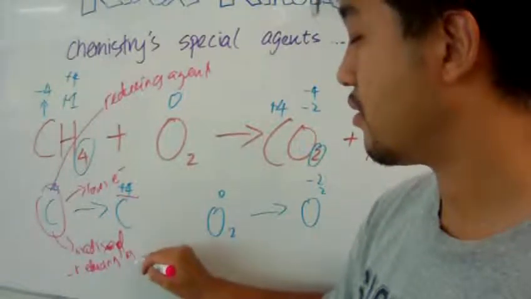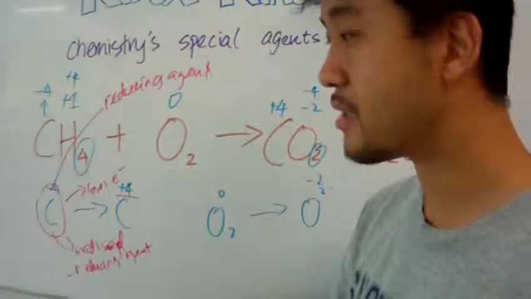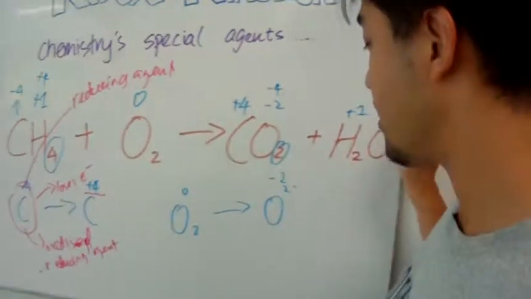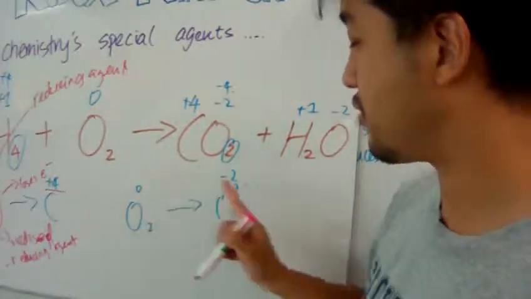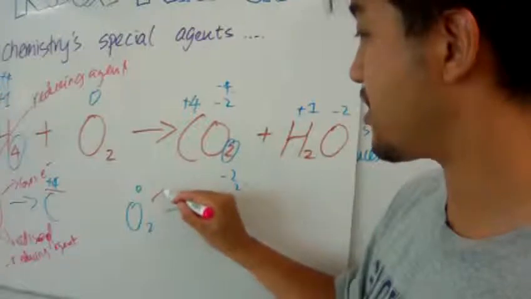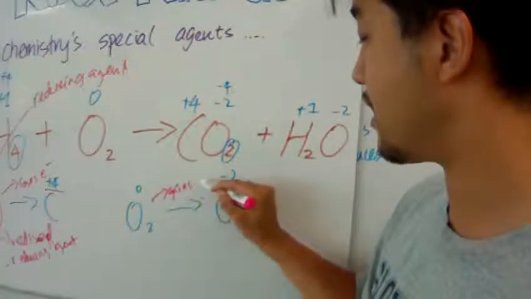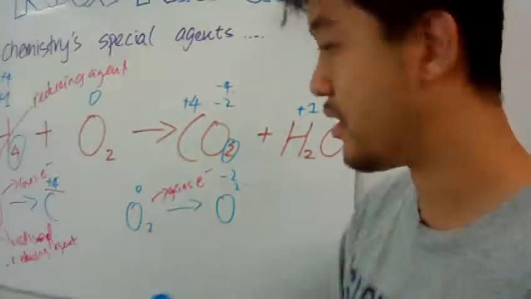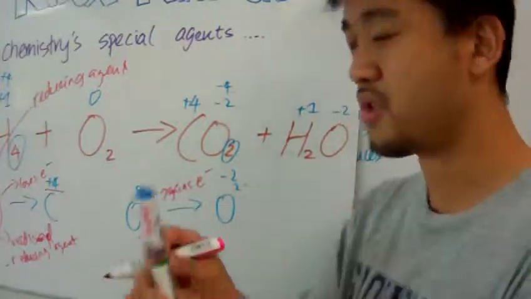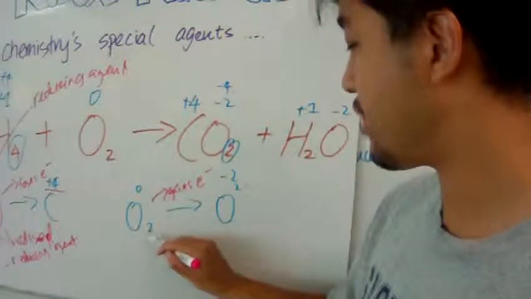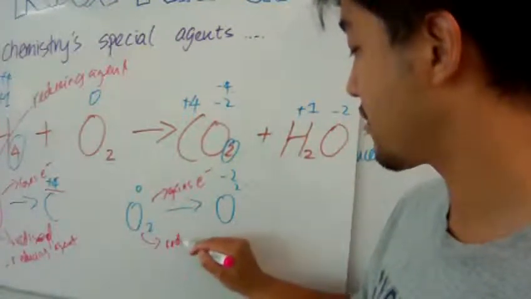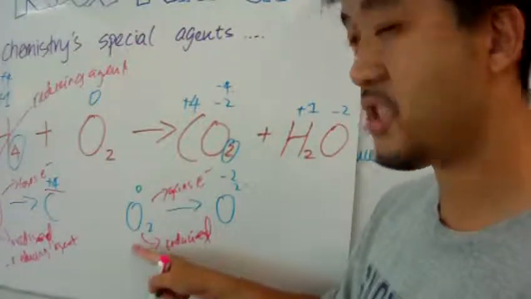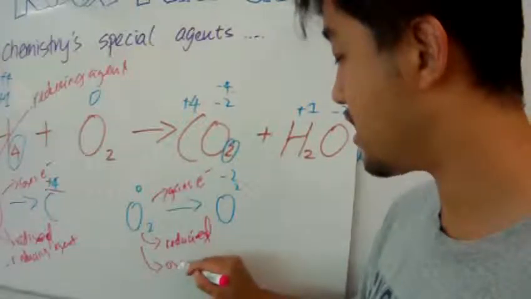Why? Because it's reducing something else. What is it reducing? This guy, oxygen. Oxygen here goes from 0 to -2, so it gains electrons, because you're going from a bigger number to a smaller number, adding 2 electrons. So definitely this guy here is reduced. And what is our oxygen here? It is the oxidizing agent.